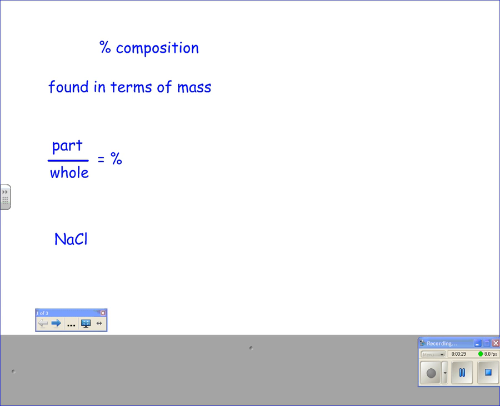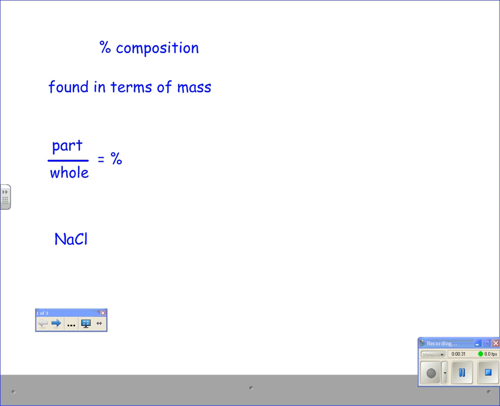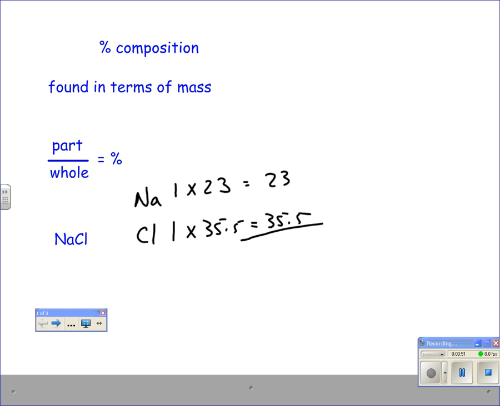As an example, sodium chloride. Sodium chloride is made up of sodium and chlorine. There's one sodium, one chlorine. Every sodium has a mass of 23. Every chlorine has a mass of 35.5. So if we were to figure out the formula unit mass for sodium chloride, that would be 58.5. That's our whole. That's the mass of the whole thing.